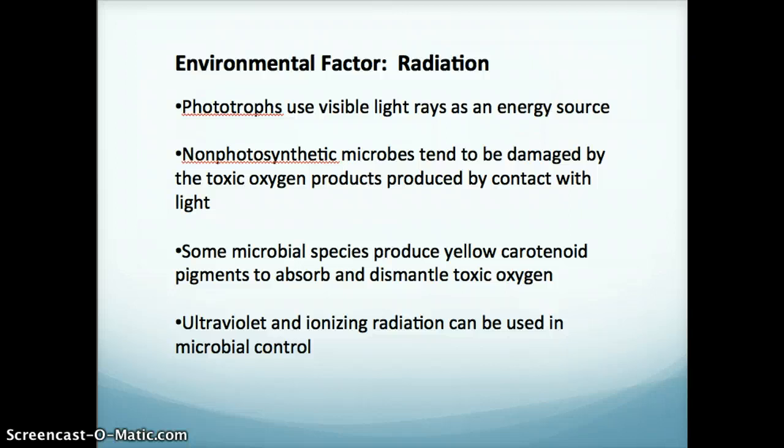Another environmental factor that can affect microbes is radiation. Now for phototrophs, this is actually where they get their energy source. They're going to get it from the light rays. And then we have non-photosynthetic microbes that can actually be damaged by it. So there's both negatives and positives. The phototrophs actually love radiation, and for many of the other microbes, this can be damaging to them. Some microbial species will produce carotenoid pigments to protect them from it, but ultraviolet and ionizing radiation is often used for microbial control to kill the microbes, since most of them are not phototrophs.